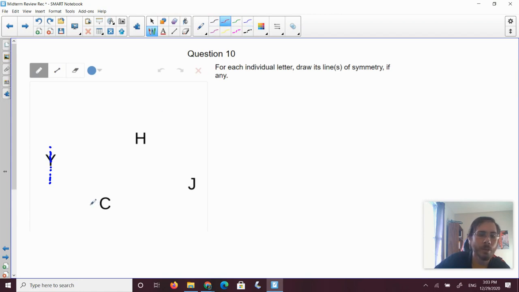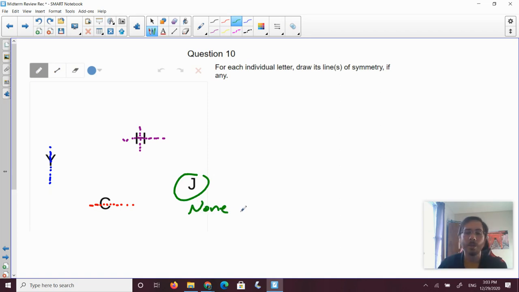For the C, it looks like we could split it down the middle this way. That's my line of symmetry. For the H, we could split it right down the middle either way, so that one's got 2 lines of symmetry. So that's 2 options. And J doesn't really have any. It doesn't look like we can split that any which way. So that one has no line of symmetry, so we could just leave that one alone if we wanted to.